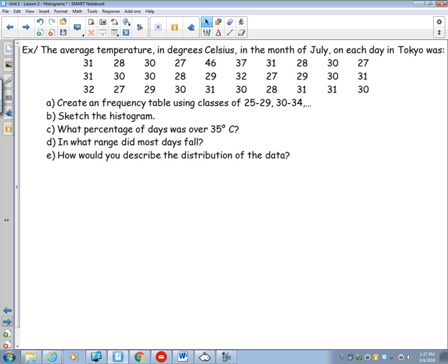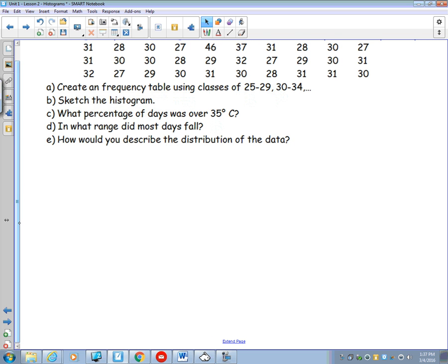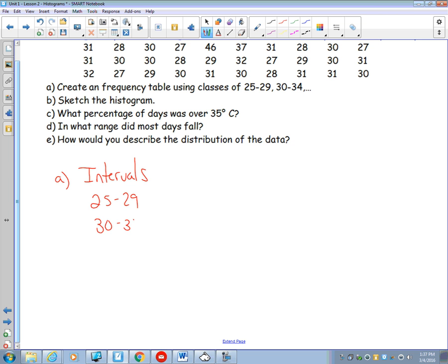Okay, let's take a look at the first one. Average temperature in degrees Celsius in the month of July in Tokyo. You can create a frequency table using classes, 25 to 29, and so on. So classes are a fancy way of saying intervals. We're starting from 25 to 29. Then we can go 30 to 34, and then 35 to 39, 40 to 44.